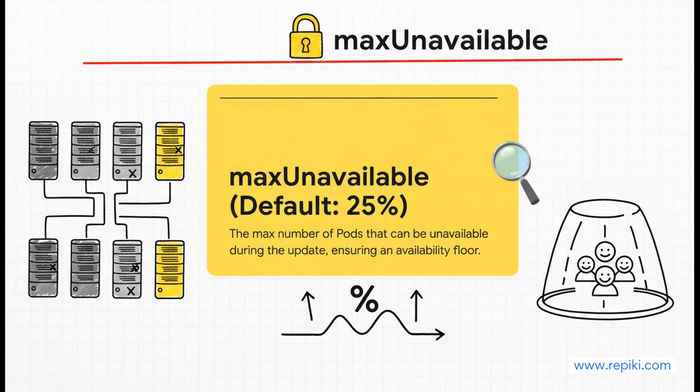Now, the second dial is maxUnavailable, and this one is your safety net. It sets the absolute maximum number of pods that are allowed to be offline at any point during the update. This guarantees your application always has a minimum capacity to serve users.